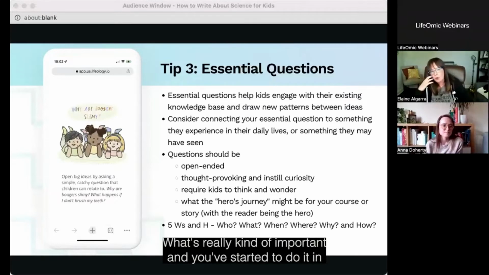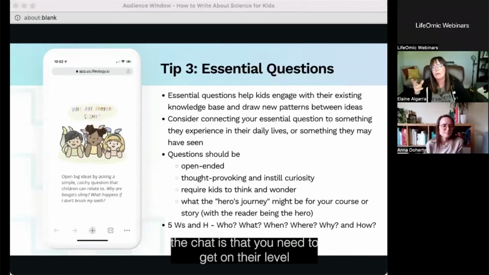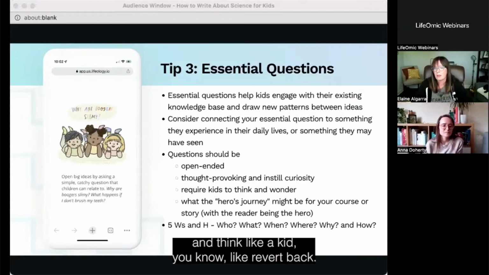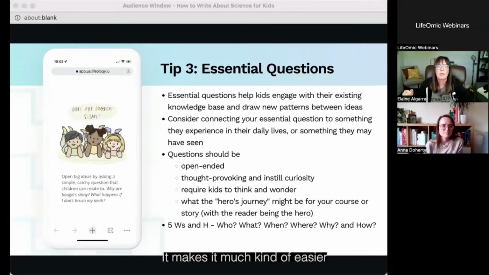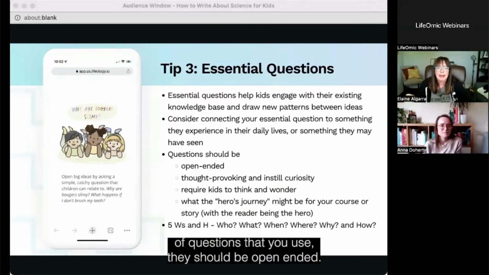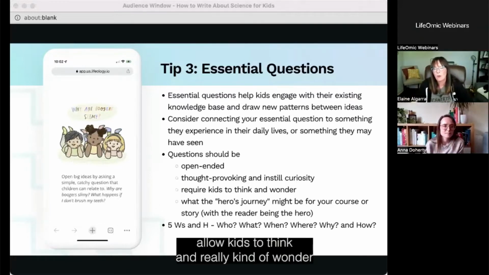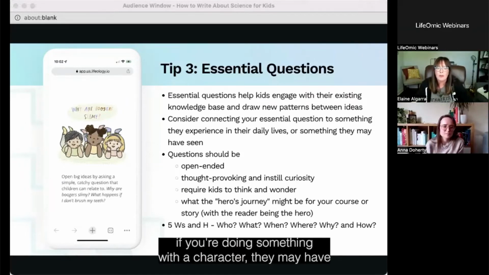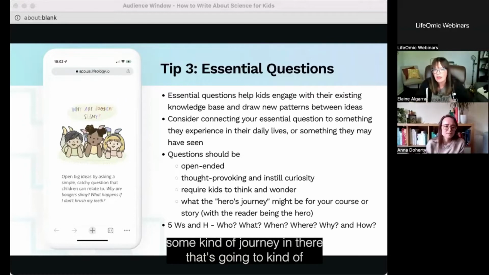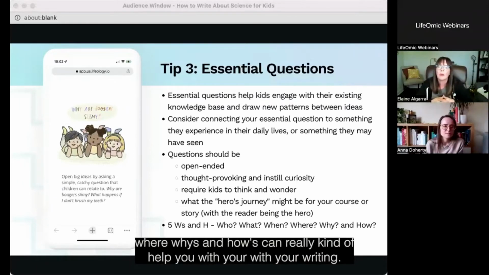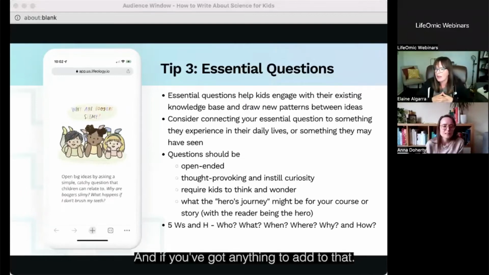What's really important, and you've started to do it in the chat, is that you need to get on their level and try to think like a kid, you know, revert back. It makes it much easier. Any questions that you use should be open-ended. They should be there to instill curiosity, allow kids to think and really wonder. If you're doing something with a character, they may have some kind of journey in there that's going to get the kid engaged in the story. And just like these who's, what's, when's, where's, why's, and how's can really help you with your writing. Anna, have you got anything to add to that?